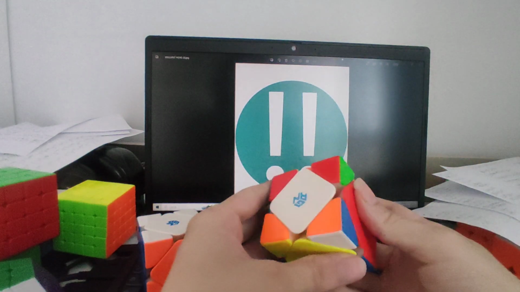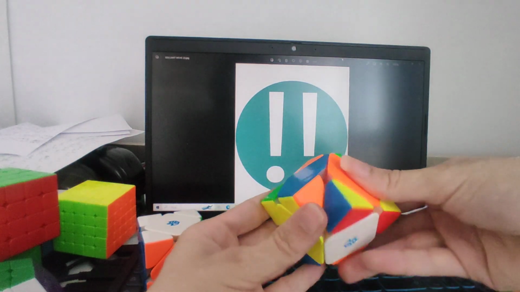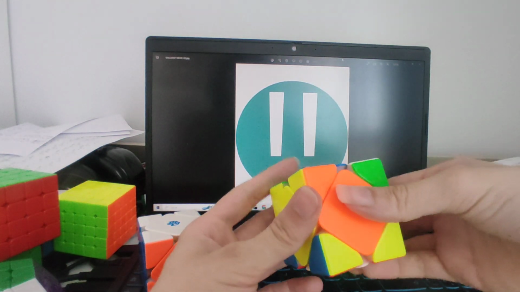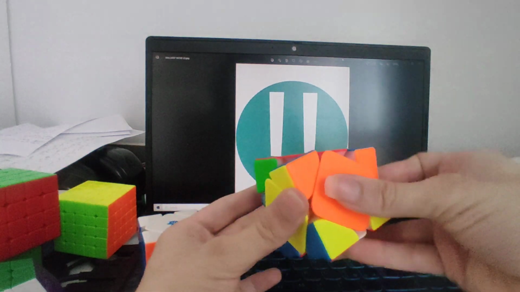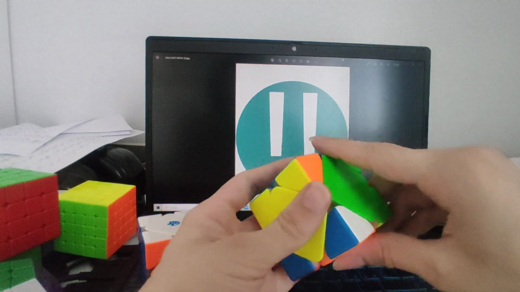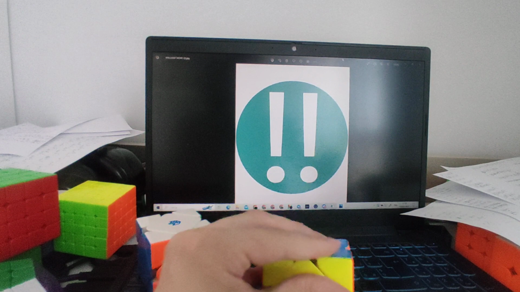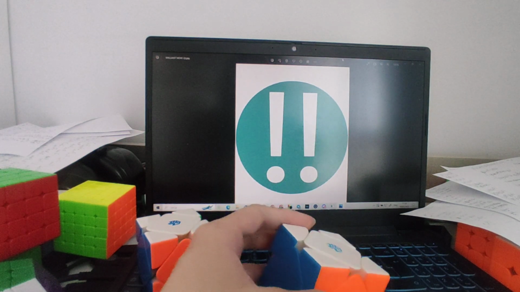So here it's similar. I finger trick it like this. So R prime, and then it's big B, small R prime, big B prime, small R, and then B prime, like that. Pretty terrible case.